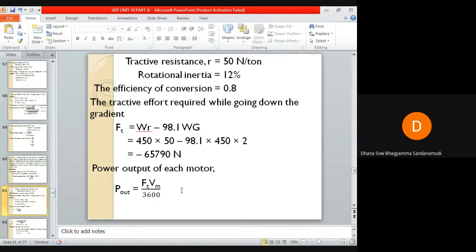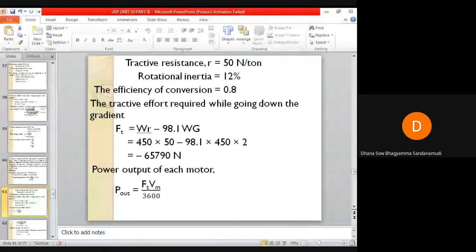Okay, so if you know Ft, if you know Vm, you can calculate output power. If you remember, we have solved in the other problems earlier. So P out is equal to Ft into Vm by 3600. Just substitute it here and you check your answers when I change the slide. At present you just solve for Ft and P out on your own. I will show you the answer as soon as you complete. Inform me as soon as you complete.